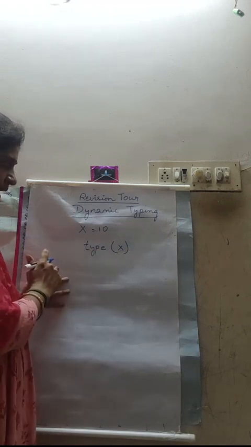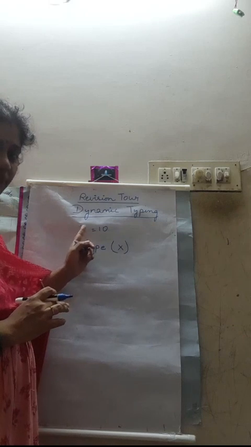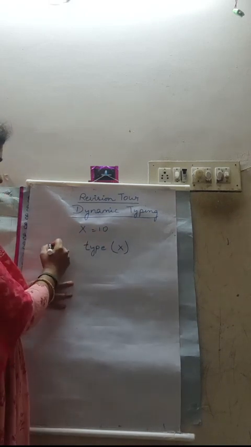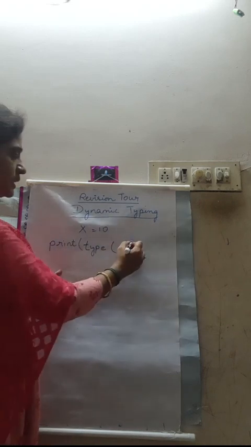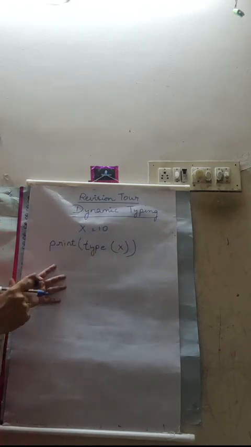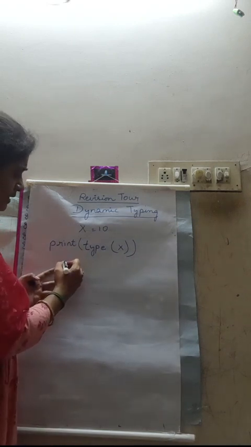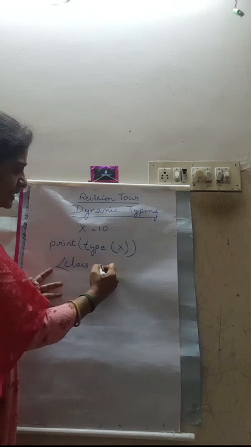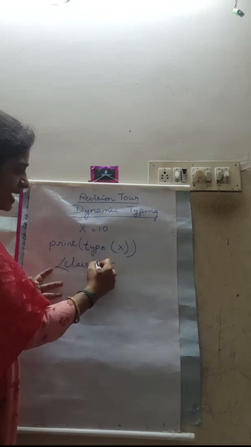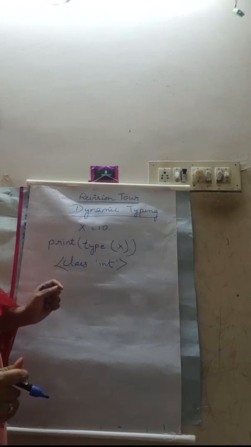It will display the data type of x. Using print, you can see print type of x. What will be the result now? The result will be like, it belongs to class integer. x belongs to class integer. This will be the output.